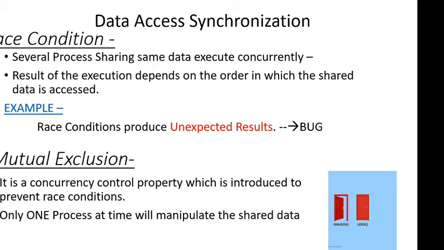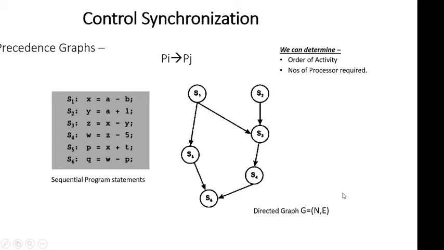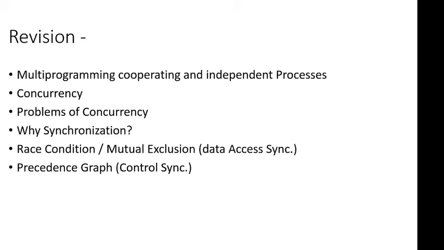And one solution to this is if one person can, when one person is using the data, no other person can interfere. If one process has access to the data, no other process can interfere. So that means some kind of mutual exclusion should be there. That is depicted by this door. And then we saw the order of execution of processes can be synchronized using precedence graphs. Then we had some revision in the previous class.